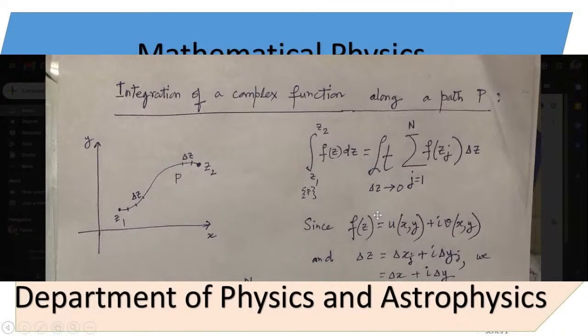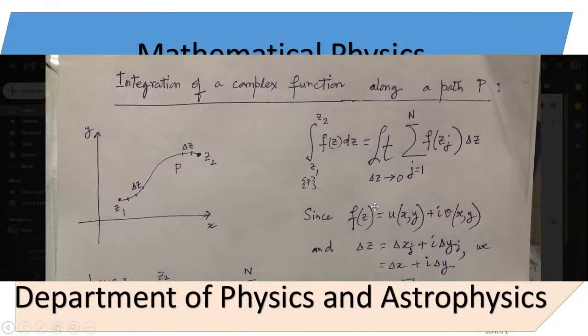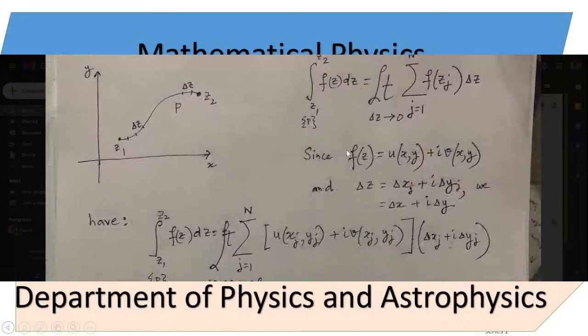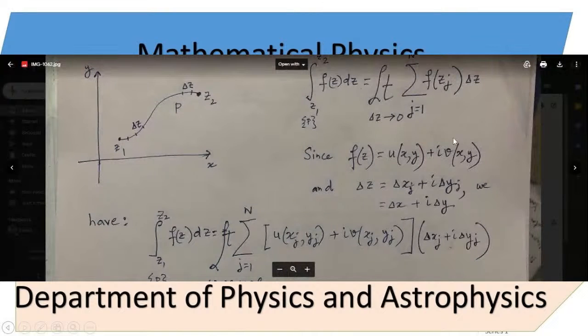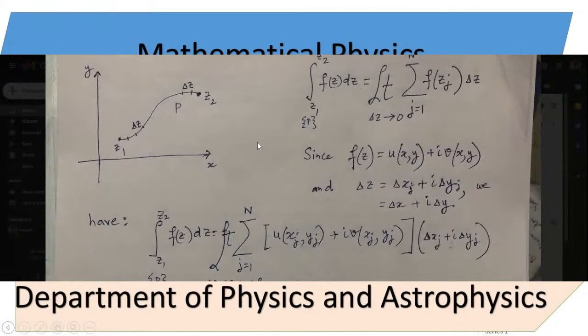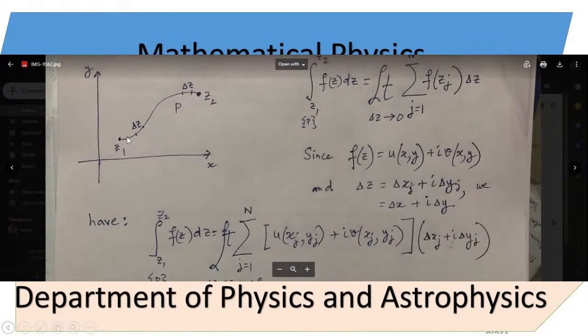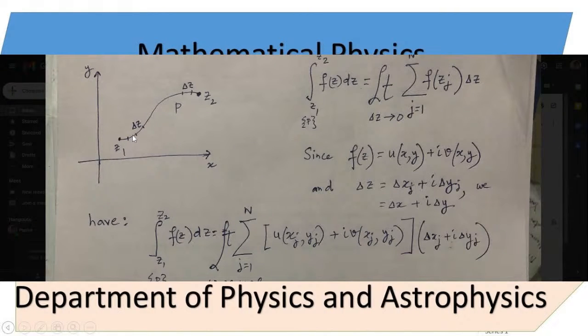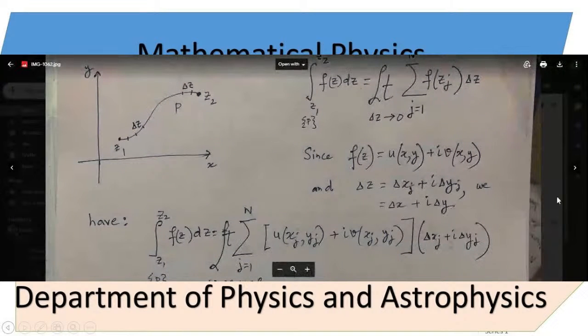But now we also know that f of z is given by the real part plus iota into the imaginary part. And similarly, delta z will have components delta x_j and delta y_j. So your delta z will be delta x_j plus i delta y_j, and so on. Okay?